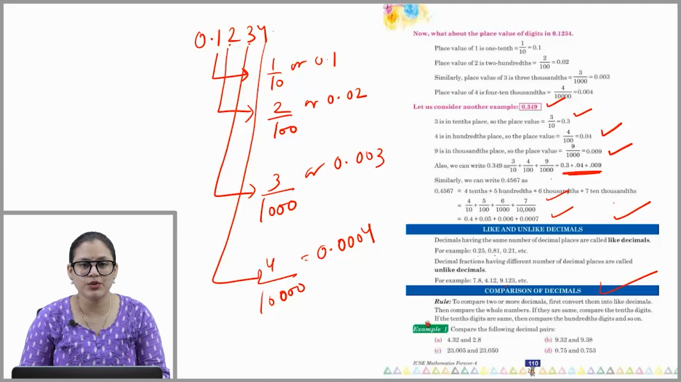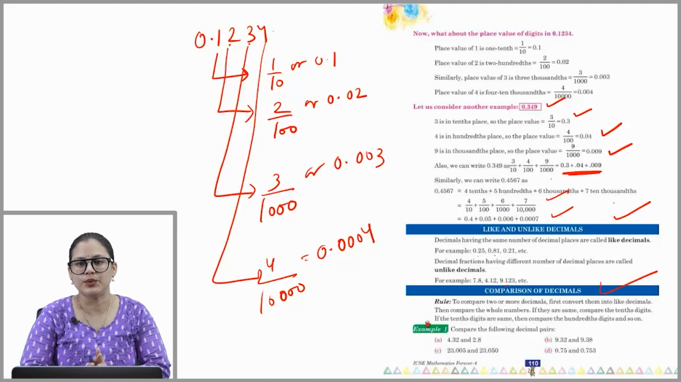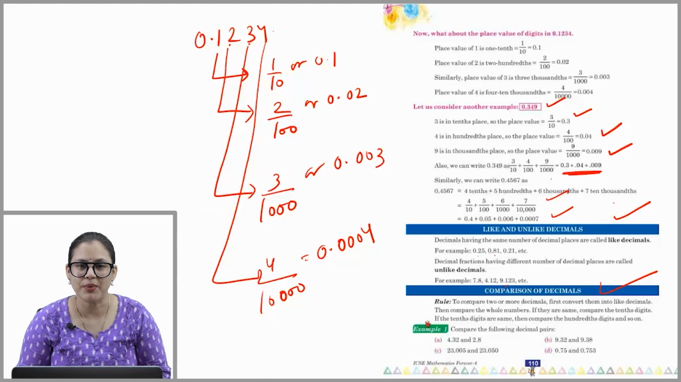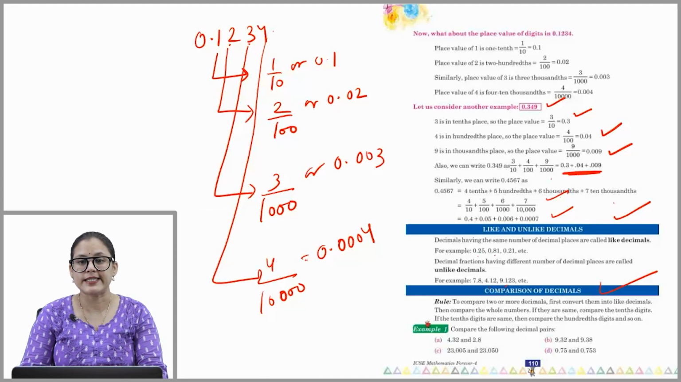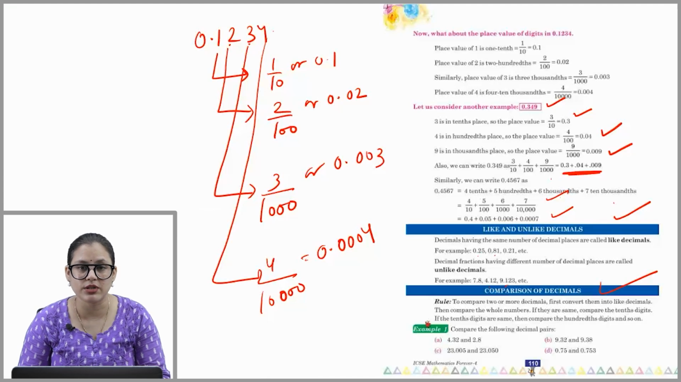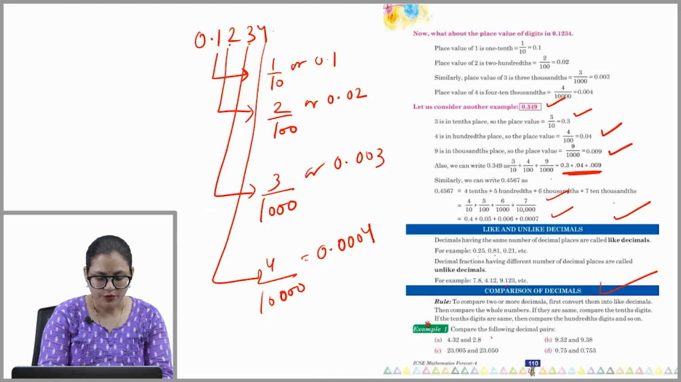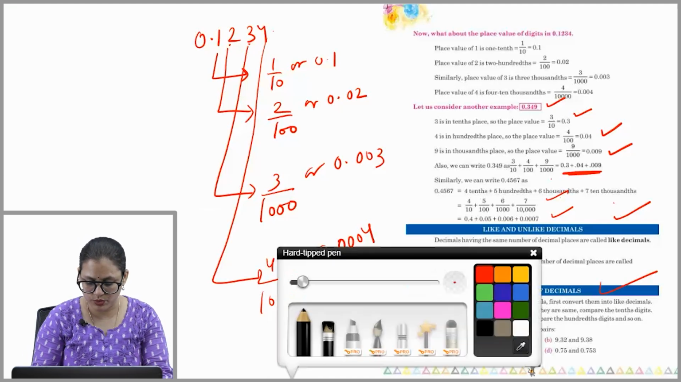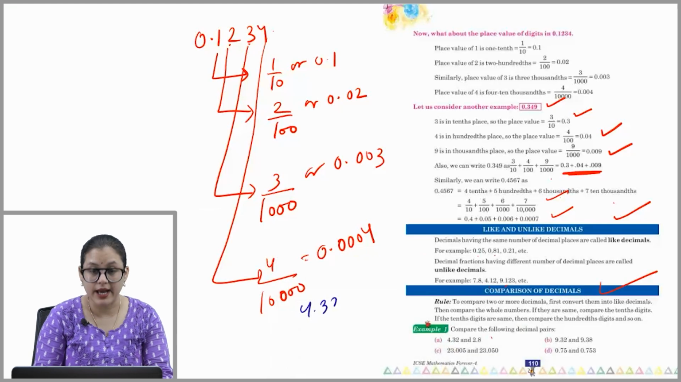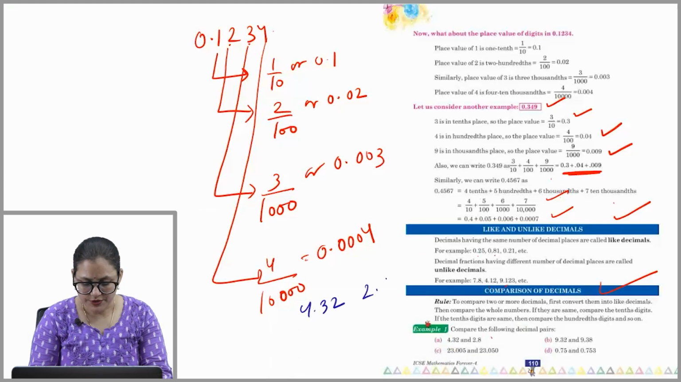Rule to compare 2 or more decimals: first convert them into like decimals, then compare the whole numbers. If they are same, compare the tenths digit. If the tenths digits are same, then compare the hundredths digit and so on. For example, we have to compare these decimal pairs, 4.32 and 2.8.